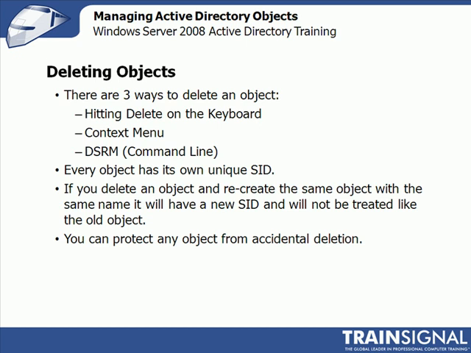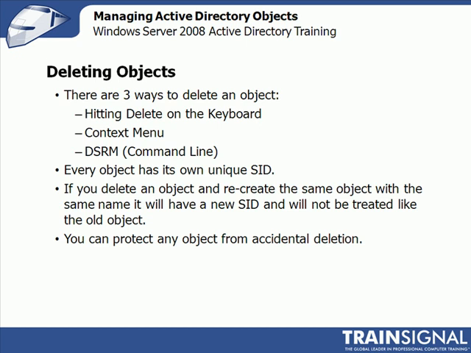Now, when it comes to deleting objects, there are, again, three main ways to delete an object. One way would be hitting delete on the keyboard. You'd have to click on the object first to highlight it, and then you could hit delete on the keyboard. Second way would be to use the context menu. So again, you would right click on the object and then select delete. And the third way would be another command line tool, which is called DSRM, and the RM stands for remove.